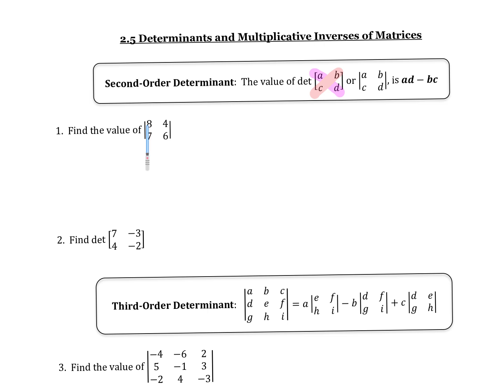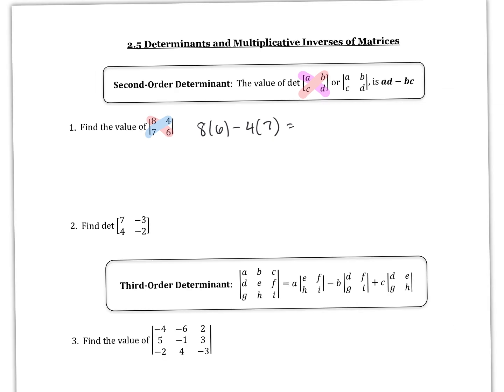When they give it written like this, with the absolute value looking bars, they don't have to say determinant. DET stands for determinant. So whenever you're given just these big bars like this, they just want the determinant, which is going to be what times what minus what times what here? 8 times 6 minus 4 times 7. What are we going to get? 48 minus 28.